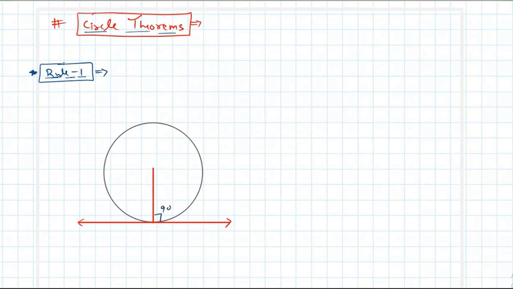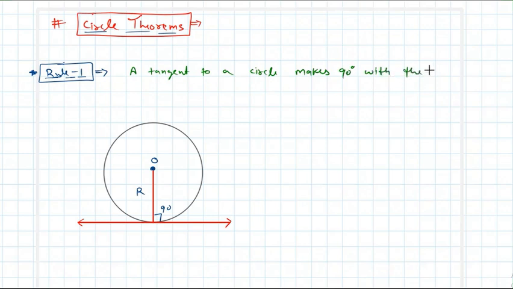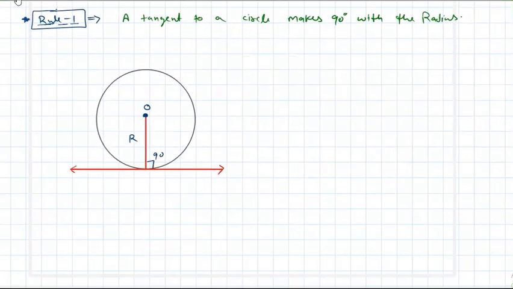So this is the radius, right? And this is the center of the circle. So the angle between the radius and the tangent is going to be 90. That's what you can make a note of, okay? So how to write it down? A tangent to a circle makes 90 degrees with the radius. Done with rule one. Okay, now let's talk about rule number two.